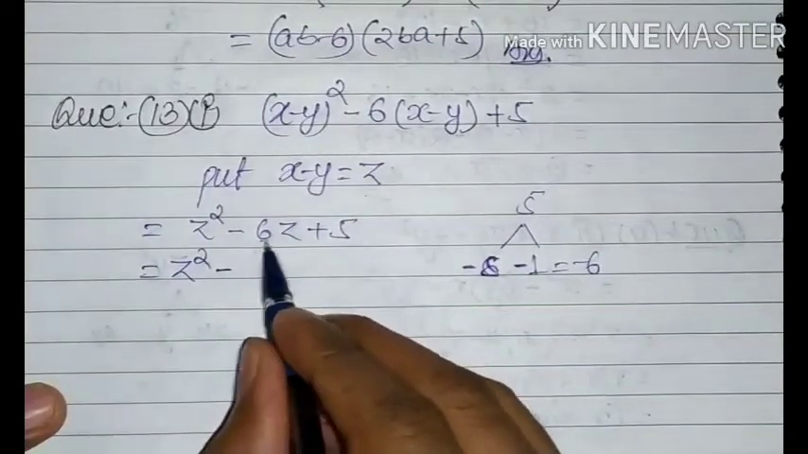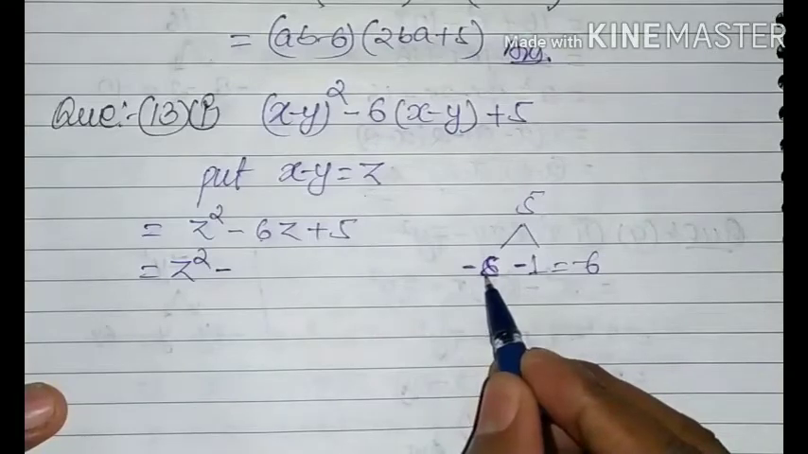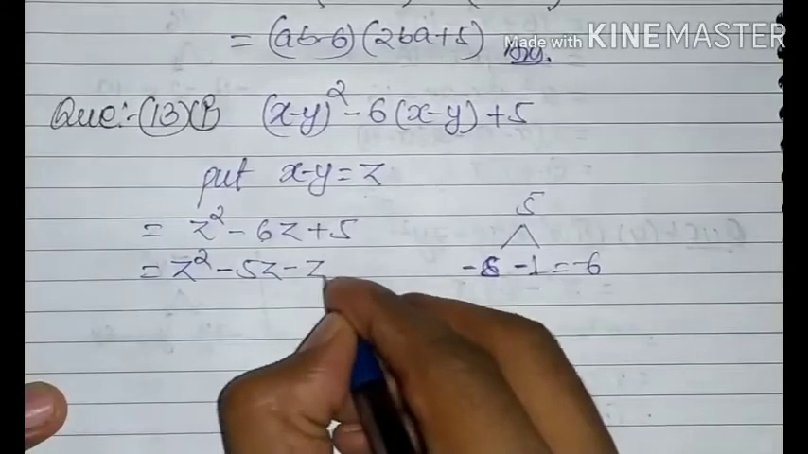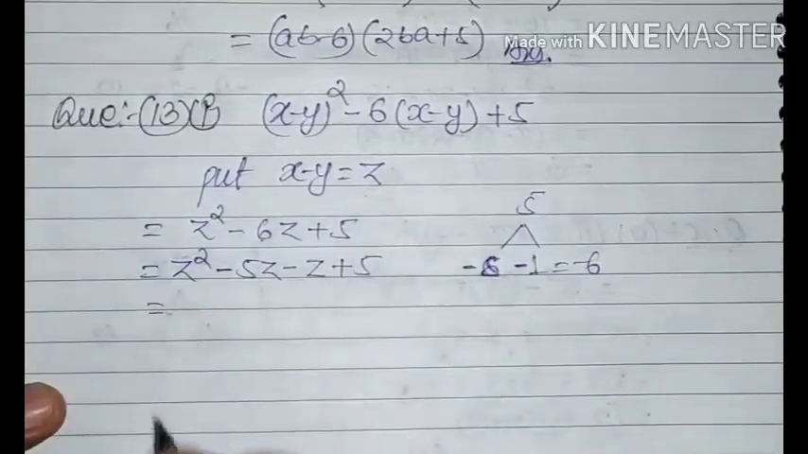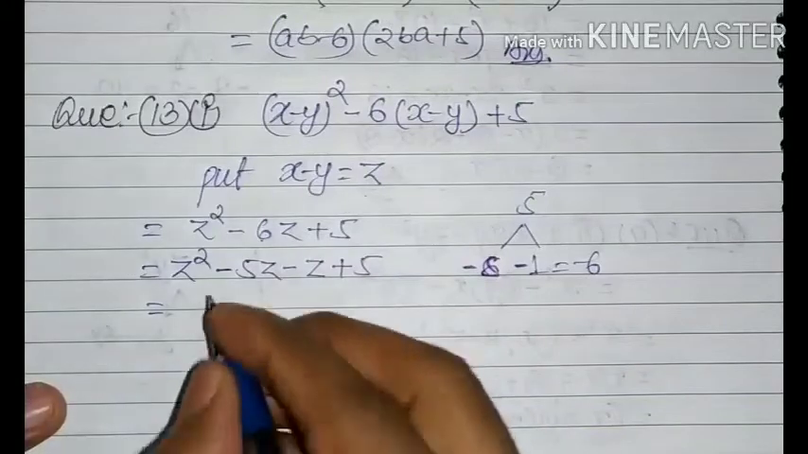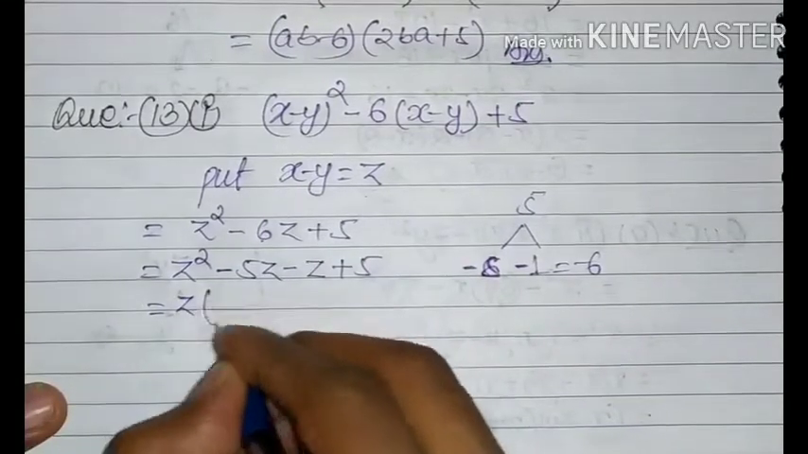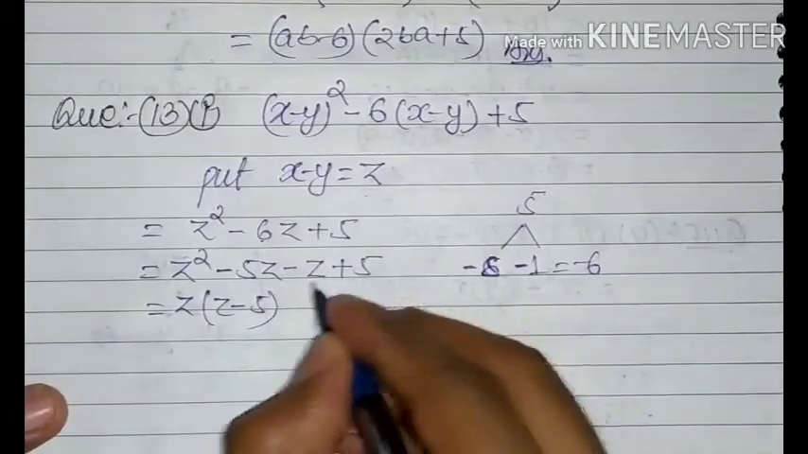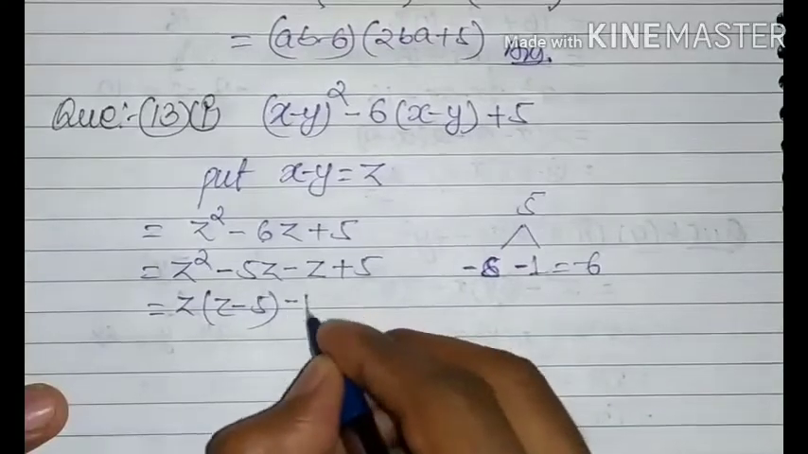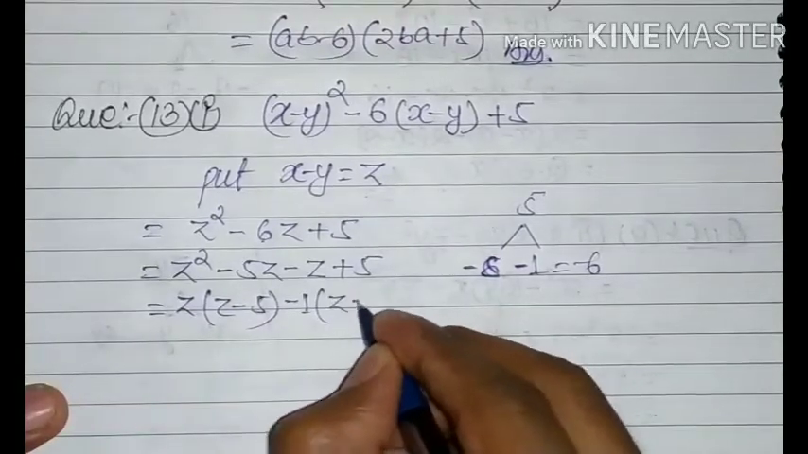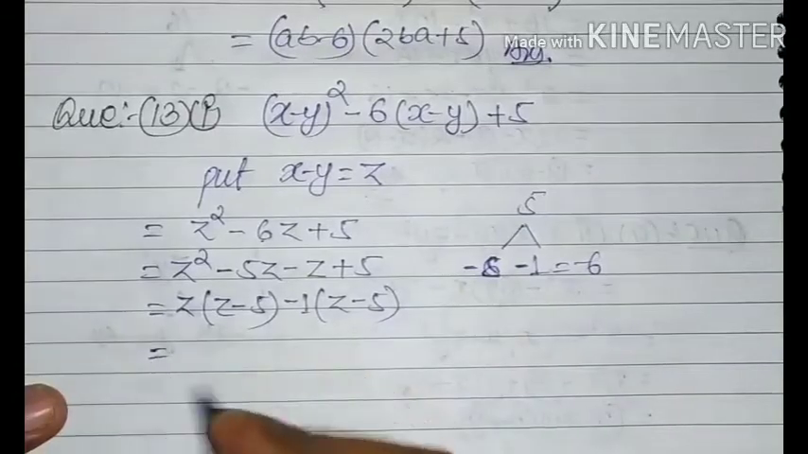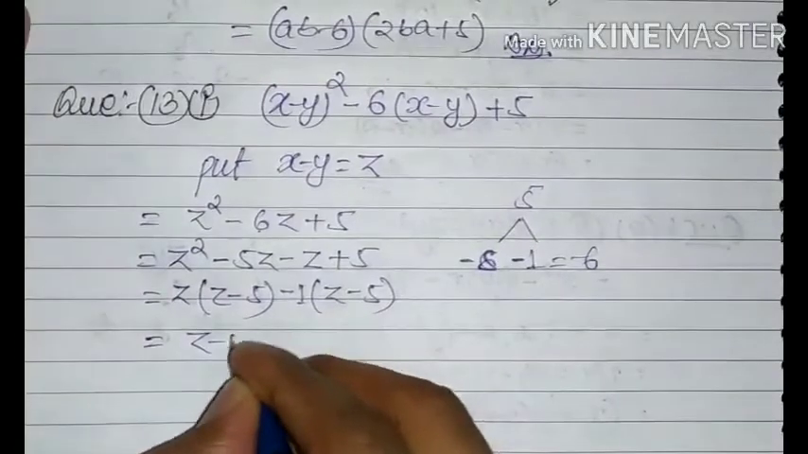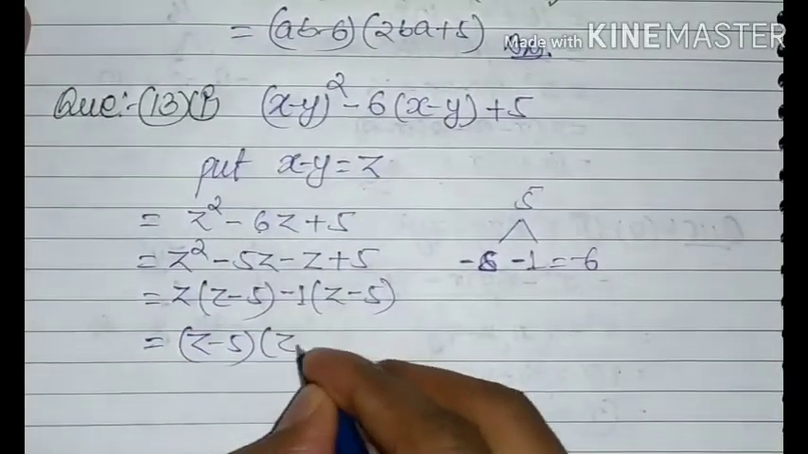In place of -6z, I am going to write -5z and -z, plus 5. Again, taking z common from the first two terms, it becomes z(z - 5). Taking -1 common from the last two terms, it becomes -1(z - 5). Now z - 5 is available in both terms, so taking z - 5 common, we get (z - 5)(z - 1).